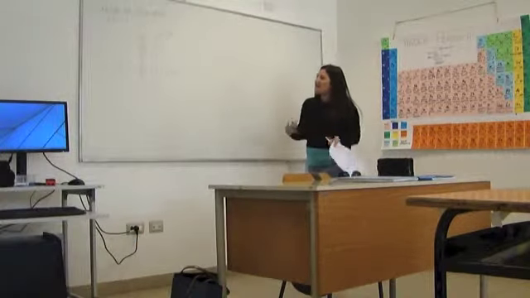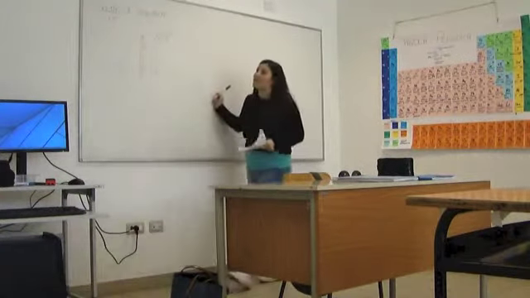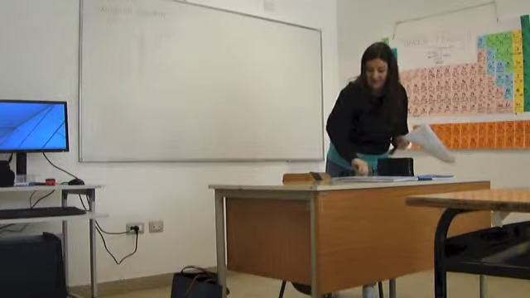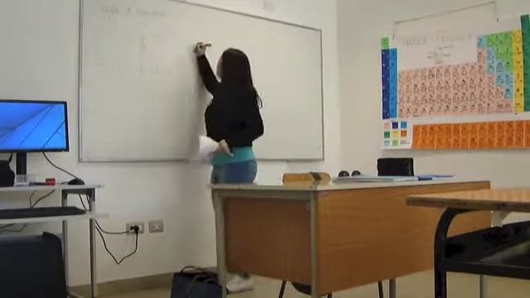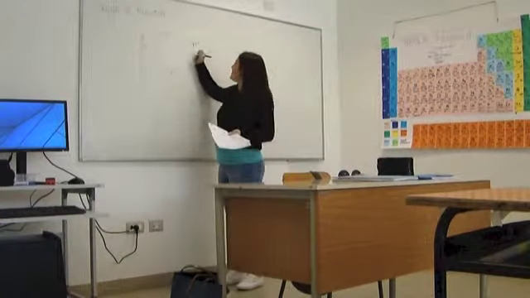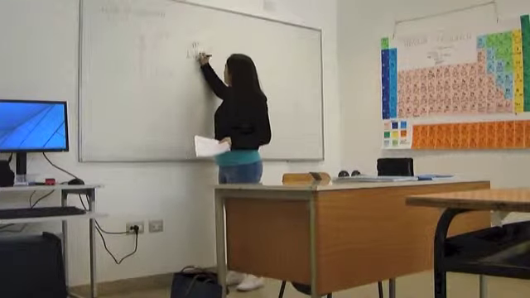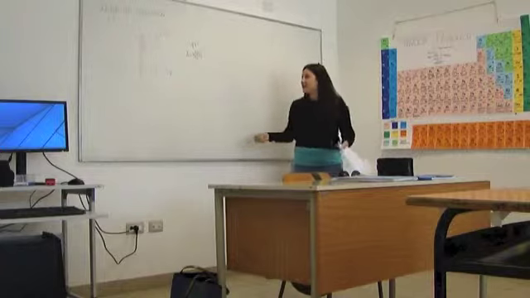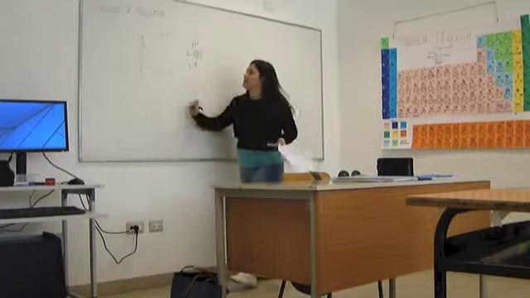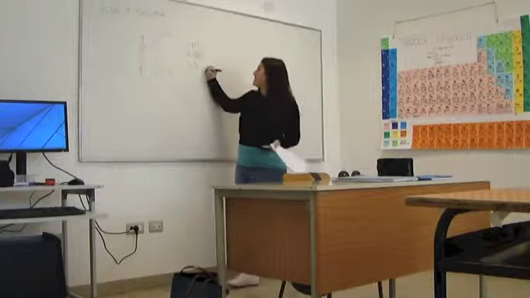We first calculate the area, which is pi r squared. The radius of this disk is f of x, so the area is pi f of x squared. Now, if we need the volume, we do the area times the width of the disk, so times dx.